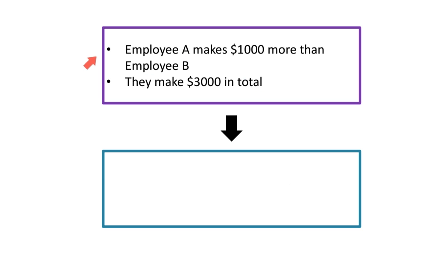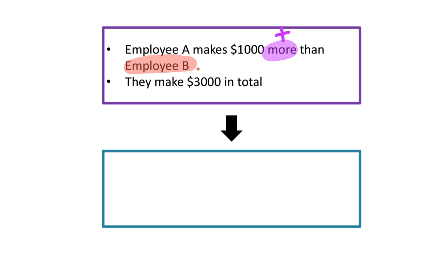Employee A makes $1,000 more than employee B. They make $3,000 in total. We want to represent these words with an equation instead. First, we're going to have to break this down. The word more can be represented with addition. Next, we can represent employee B with a variable.